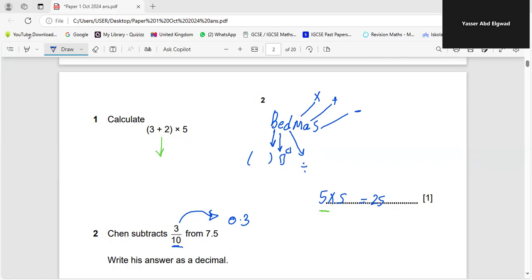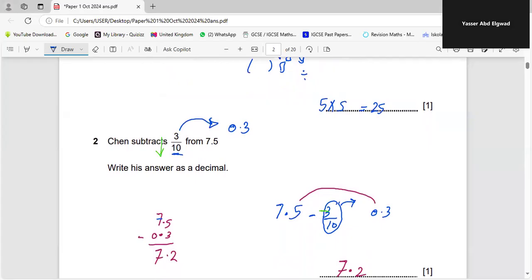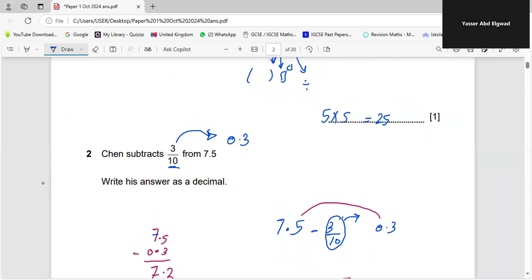The next one, here is our checkpoint exam. We just only subtract a decimal and a fraction. Here is 3 out of 10 subtracted from 7.5. We have to change 3 over 10 to a decimal and then we will subtract. Here is 7.5 minus 0.3. If you subtract it, we get 7.2.